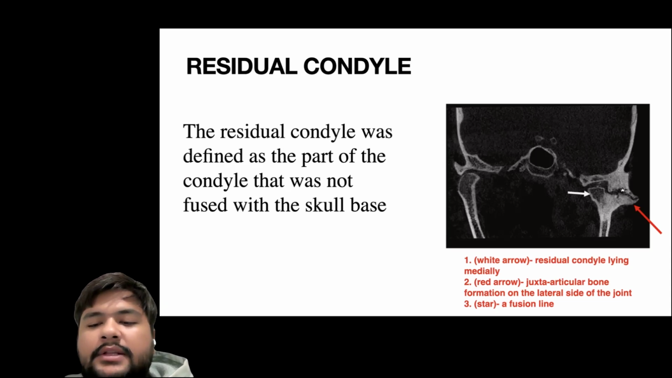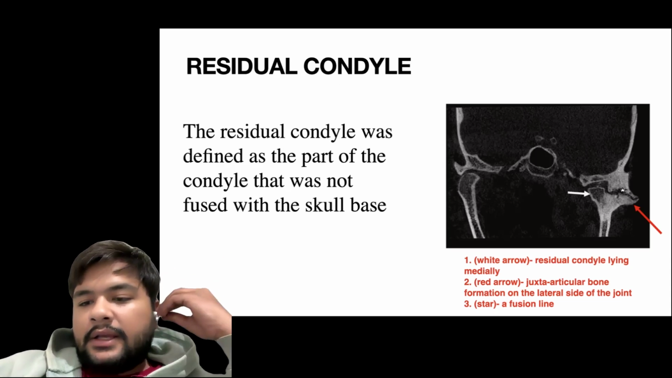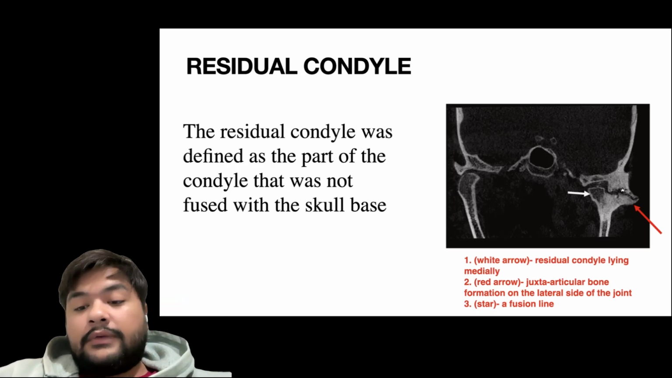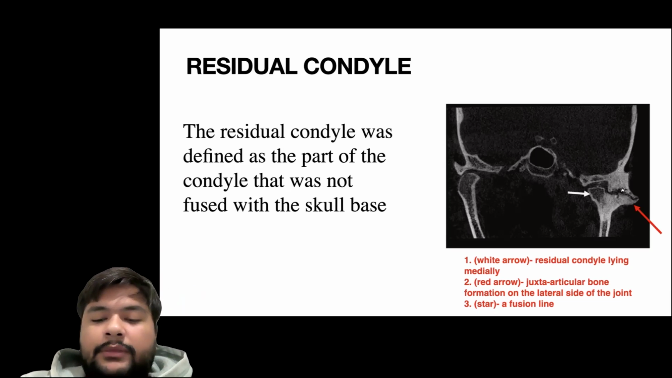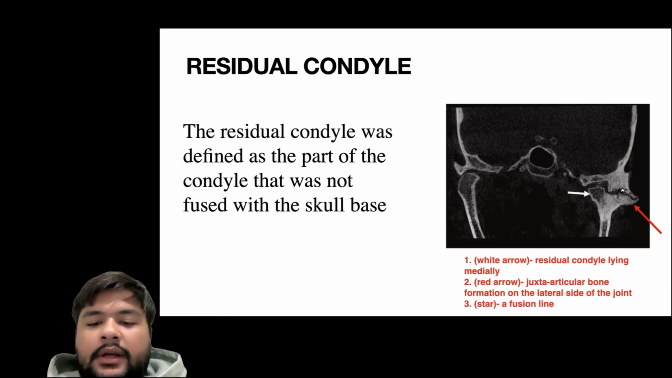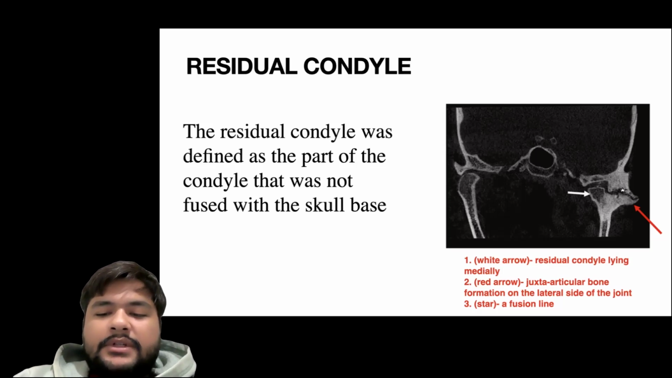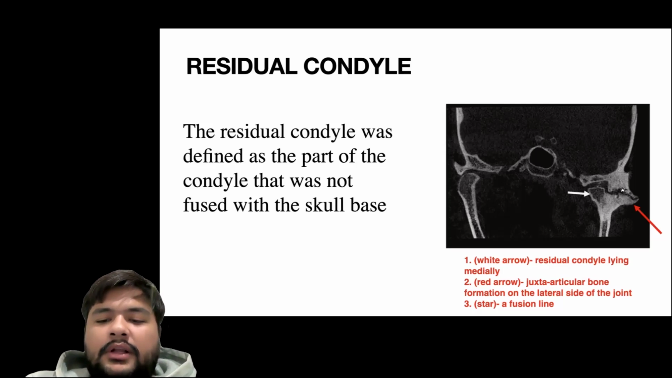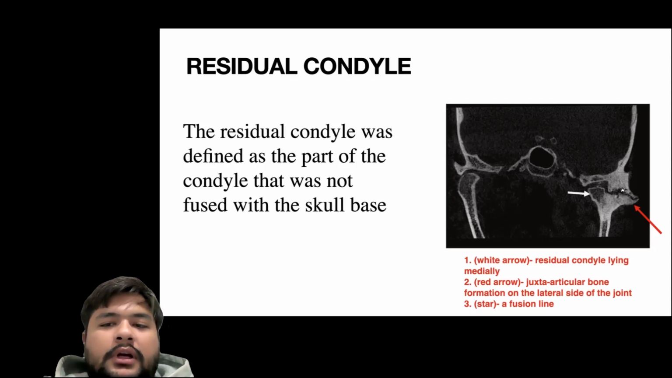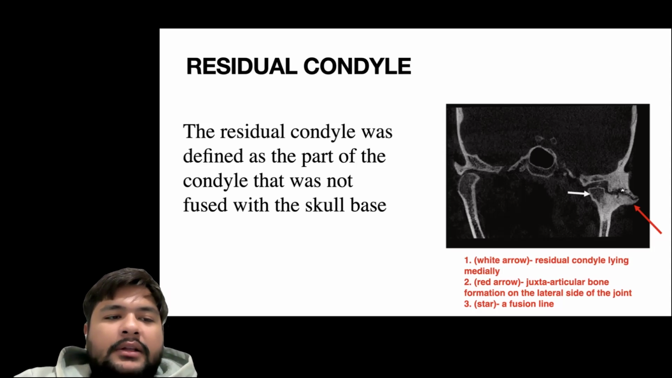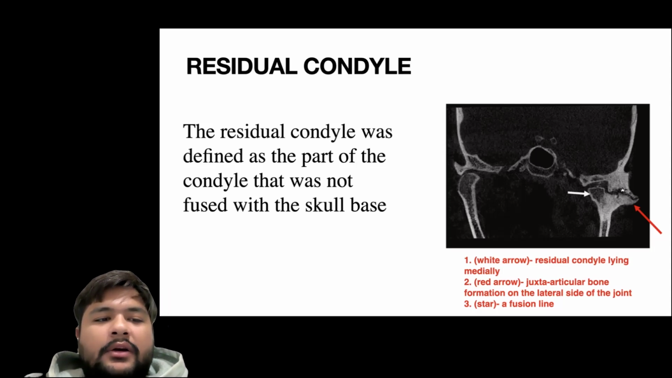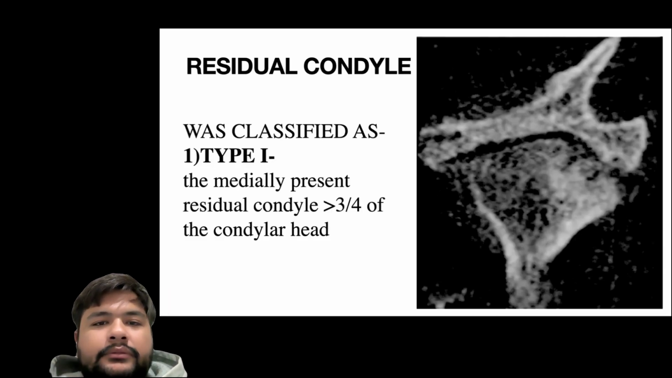Here in this image we can see the white arrow, the residual condyle lying medially. The red arrow is the juxta-articular bone formation on the lateral side of the joint, and the star demarcates the fusion line. Currently I'm discussing only the residual condyle, not the juxta-articular bone formation and the fusion line. So once again, the residual condyle was defined as the part of the condyle that was not fused with the skull base.